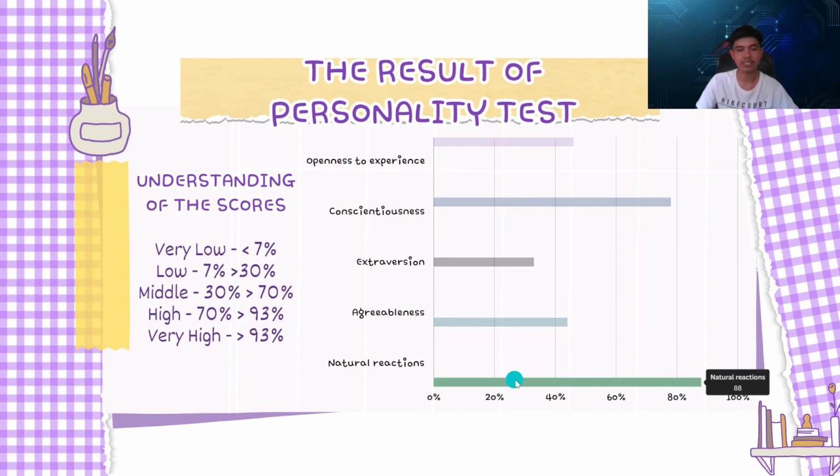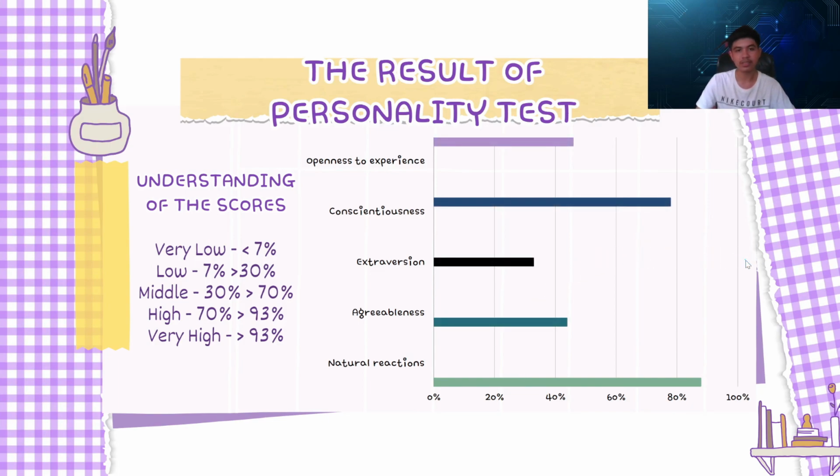So lastly, we have the natural reactions. In this part, I consider it both my strength and weakness. If I'm given a task that has a long due date, I tend to worry about it and overthink or plan ahead. When I am worrying about those things, I tend to visualize all the possible problems and barriers that I might stumble upon in the near future. So I am making myself prepared for those things if they happen.